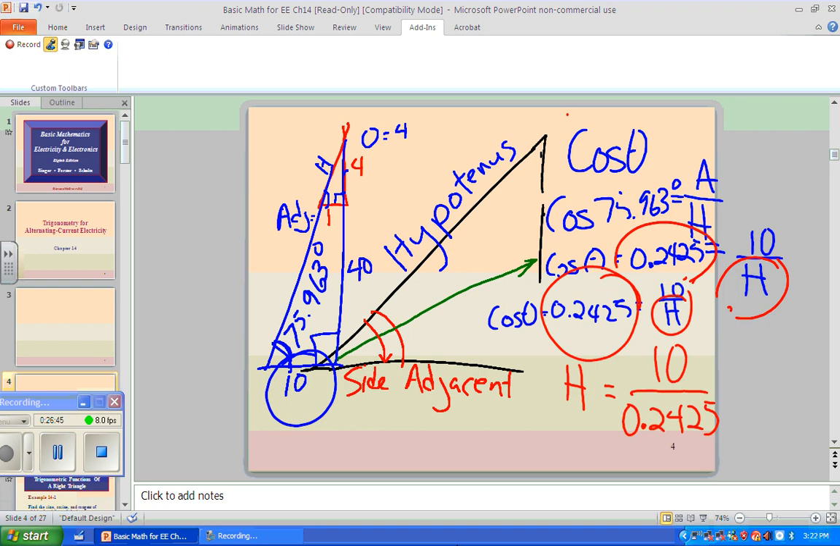What is it? Somebody say it loud. 41.23. So we know that we're going to have a ladder that's more than 41.23 feet long, right? And actually, we're going to have 3 feet added to that because OSHA says it's got to stick up 3 feet. So we're going to need a 44 and a quarter foot ladder, and they don't make that. We can't get there from here because the longest extension ladder is 44 feet.